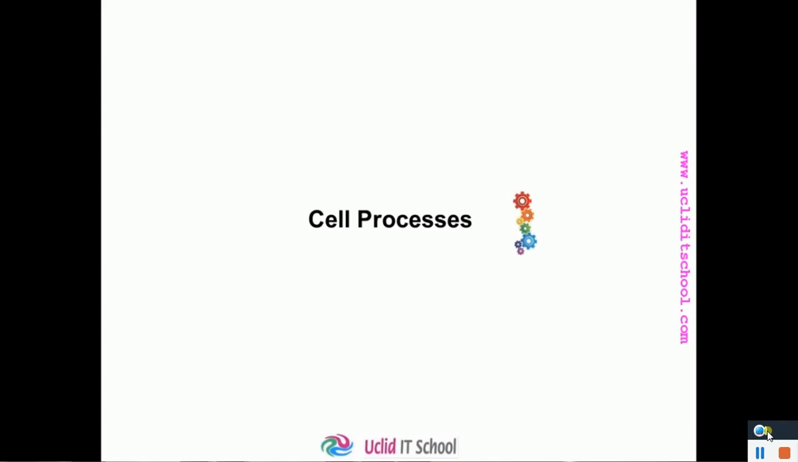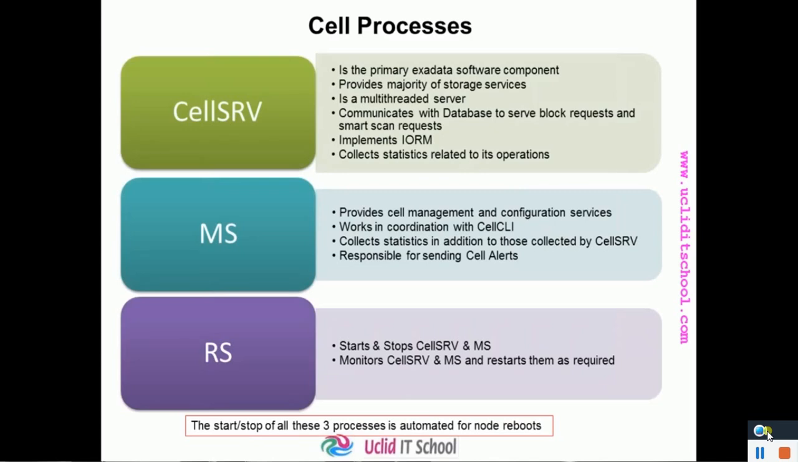Now, next, the cell has its own processes. When you install the storage server software and start the services, there are processes related to the cell. Basically, not many actually, only 3 processes. Each cell at OS level has 3 main processes. As we saw earlier, cellsrv is one of the processes. MS, management server, is another process. RS, restart server, is another process.